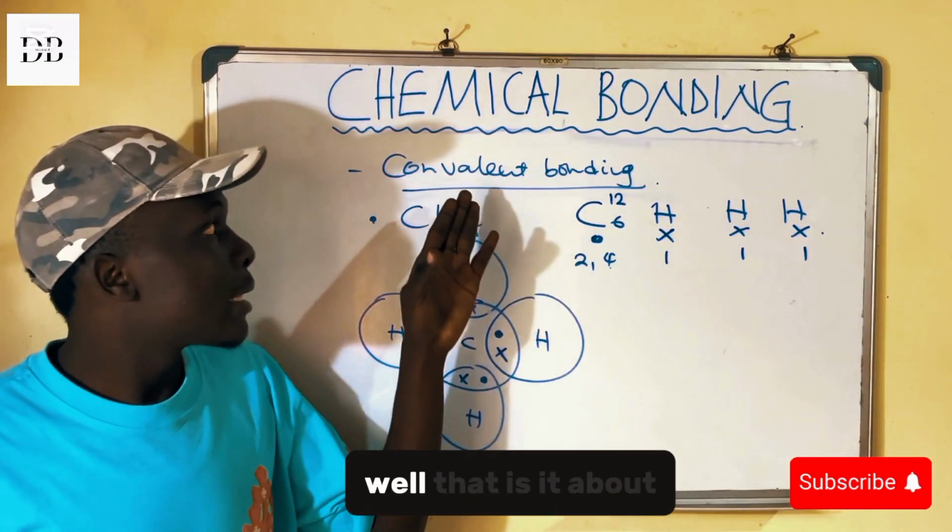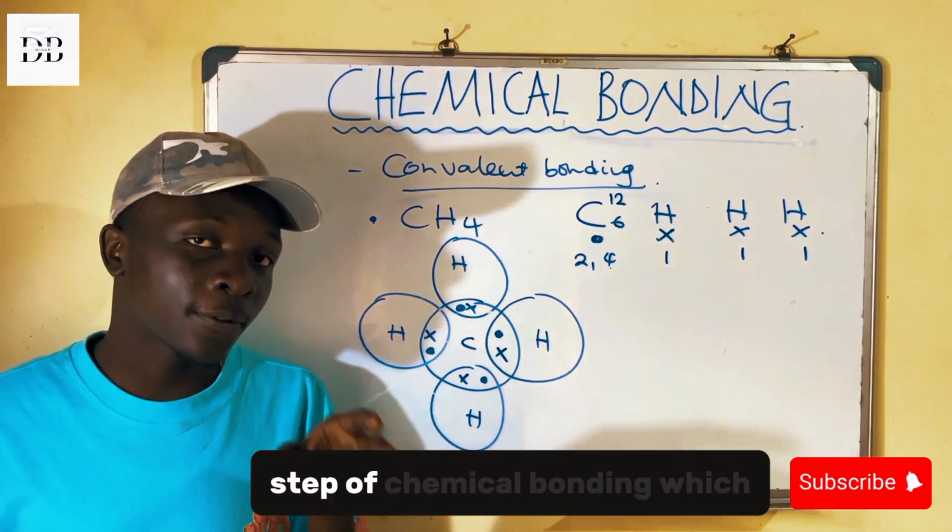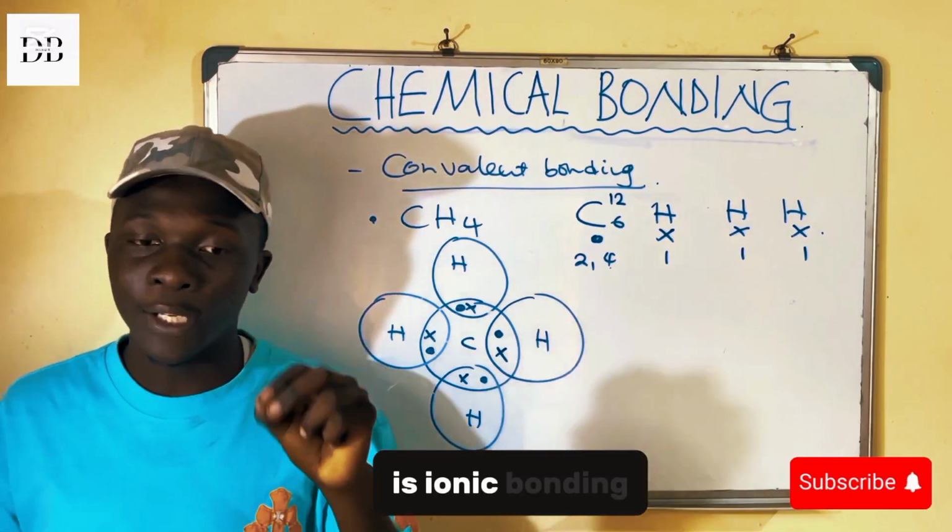Well, that is it about covalent bonding. Let's look at the last type of chemical bonding, which is ionic bonding.